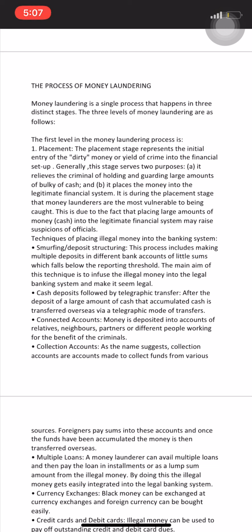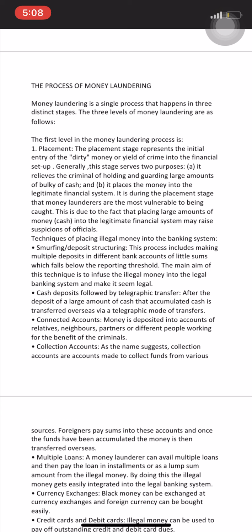So placement has, firstly, smurfing or deposit structuring. That means this process includes making multiple deposits of small sums in different bank accounts, which fall below the reporting threshold. The main aim of this technique is to infuse the illegal money into the legal banking system and make it seem like it has a legitimate origin. Secondly, cash deposits followed by a telegraphic transfer. It means after the deposit of a large amount of cash, that accumulated cash is transferred overseas via telegraphic mode of transfer. Thirdly, connected accounts.